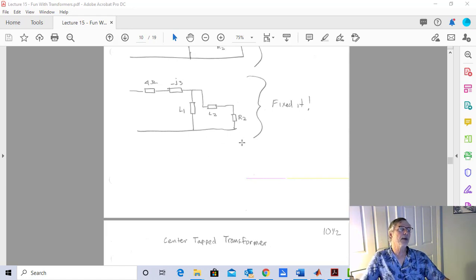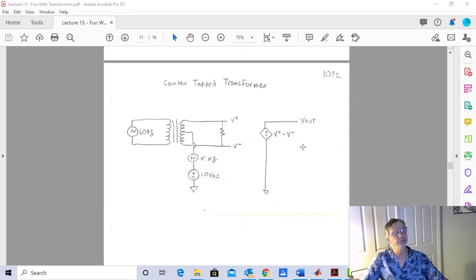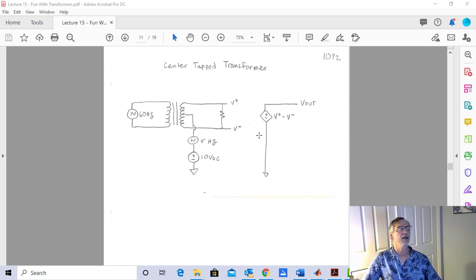Let's wrap this lecture up with something else that's practical. I want to look at a technique that you'll see in industry quite a bit called center tapping the transformer. Remember we mentioned that a transformer gives you DC isolation. So let's look at this circuit. We've got an ideal transformer. We've got a 60 hertz supply here.